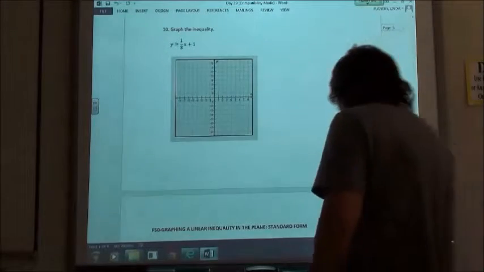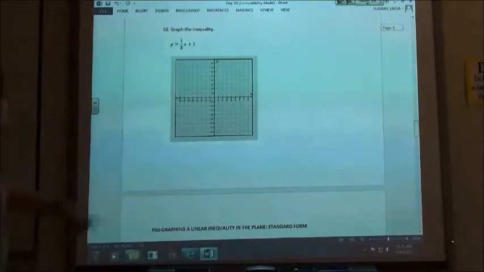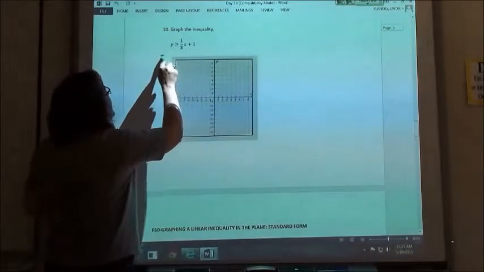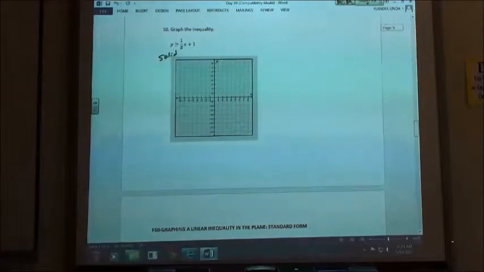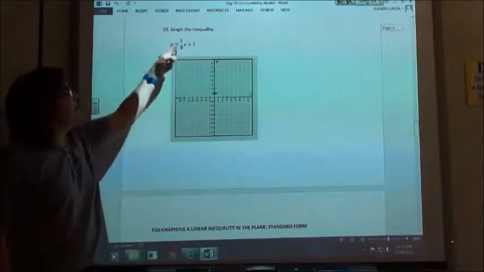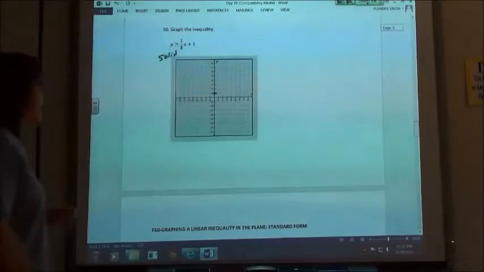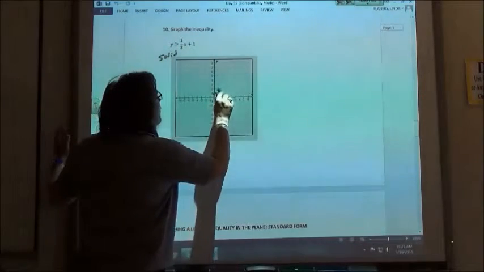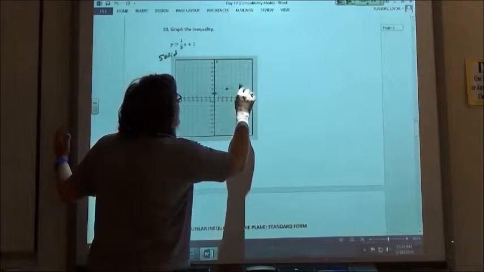Here we're graphing the inequality y is greater than or equal to 1/3 x plus 1. This one, if I look at it, I know my line has to be solid. And then I'm going to graph. So my y-intercept is at 1. My slope is a positive 1/3. So I'm going to go up 1 and over 3. Up 1 over 1, 2, 3. Up 1 and over 1, 2, 3.